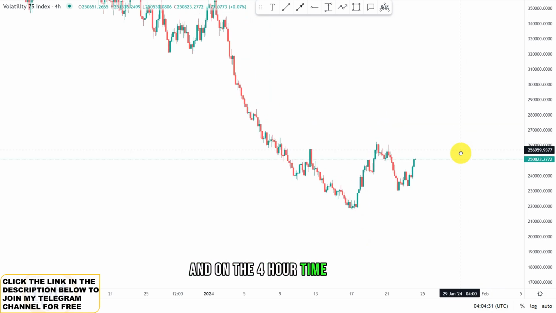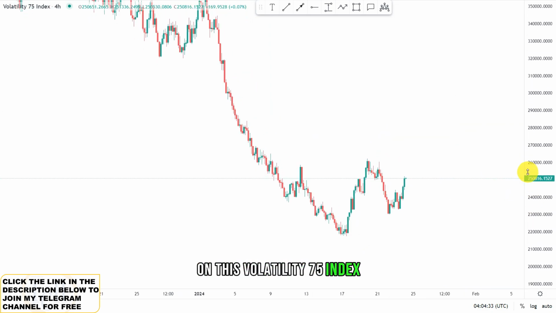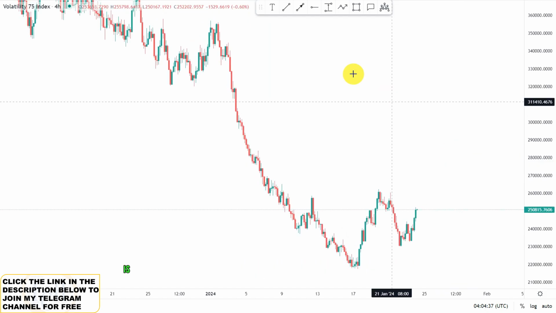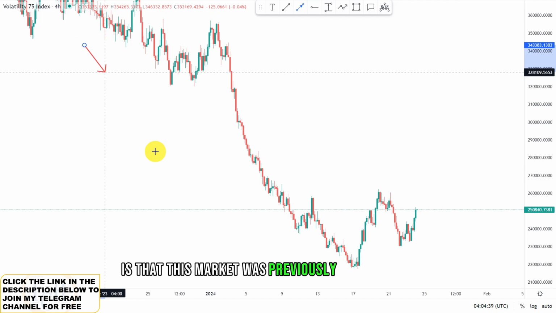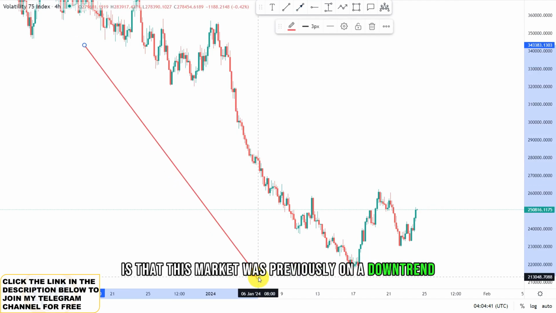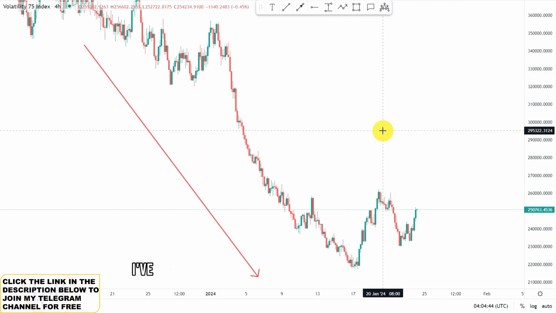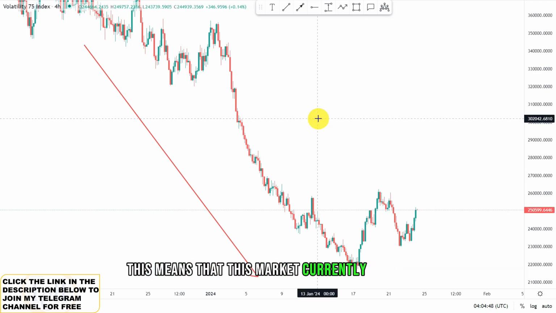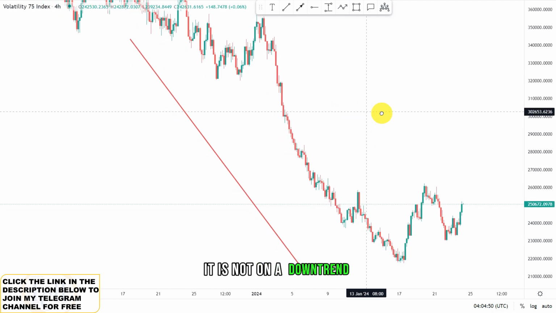And on the 4-hour time frame on this Volatility 75 Index, what we actually saw when we first opened this 4-hour chart is that this market was previously on a downtrend. If you have been observing, I've used the word previously. This means that this market currently is not on a downtrend.